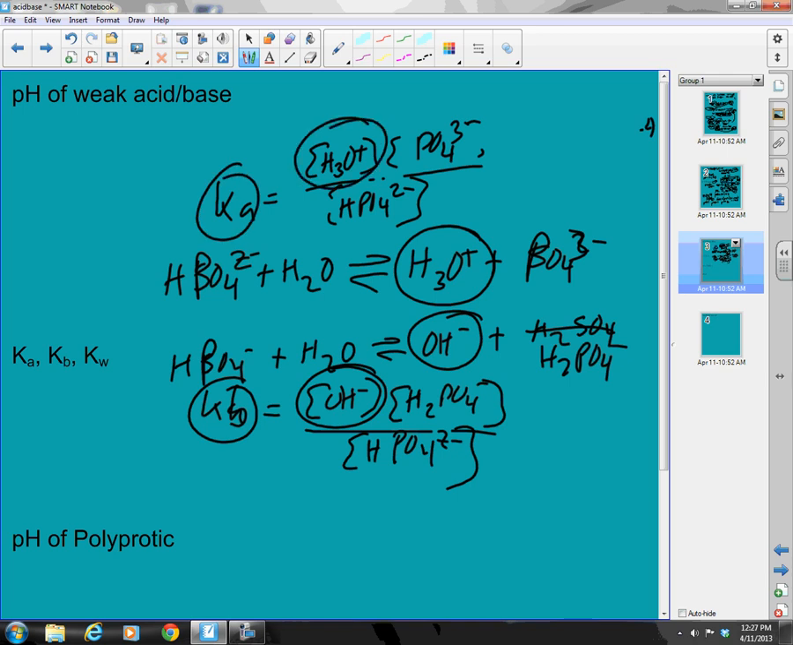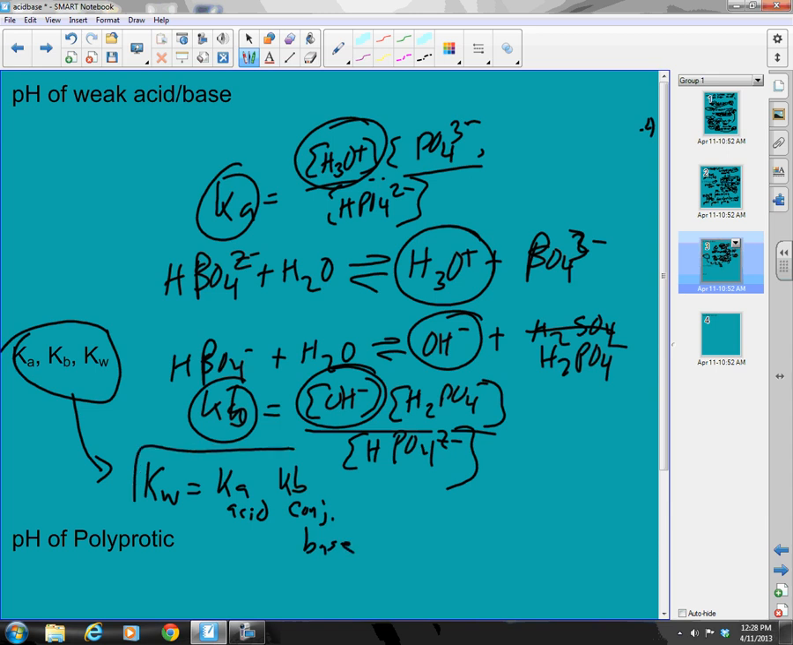Now, that's my Ka and Kb, and then we have a relationship among those three, and that is that my Kw is equal to the Ka of the acid times Kb, not of any Kb, but Kb of the conjugate base. So it must be the conjugate base of the acid, and that's what we can use. Got it? So let's say I'm going to do this.